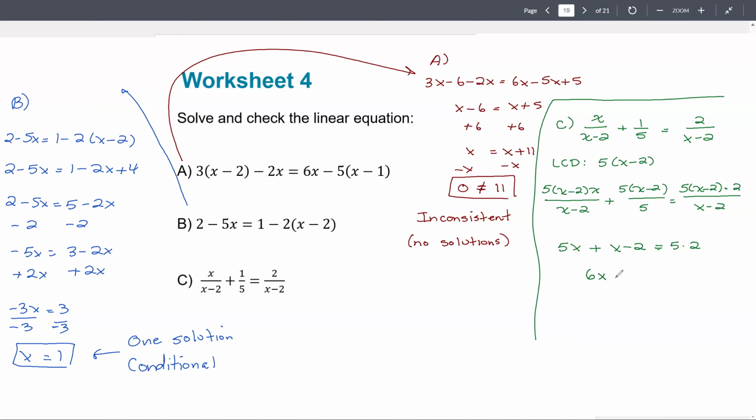So we end up with 6x minus 2 equals 10. So if we add, we end up with 6x equals 12. We divide by 2, we're going to get our 6, we're going to get x is equal to 2. So once again, that one's also conditional. So we don't have any that are infinite solutions here.